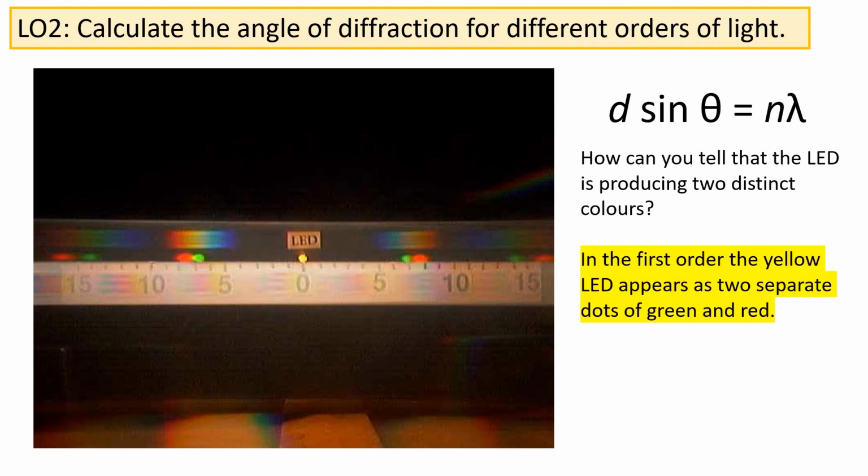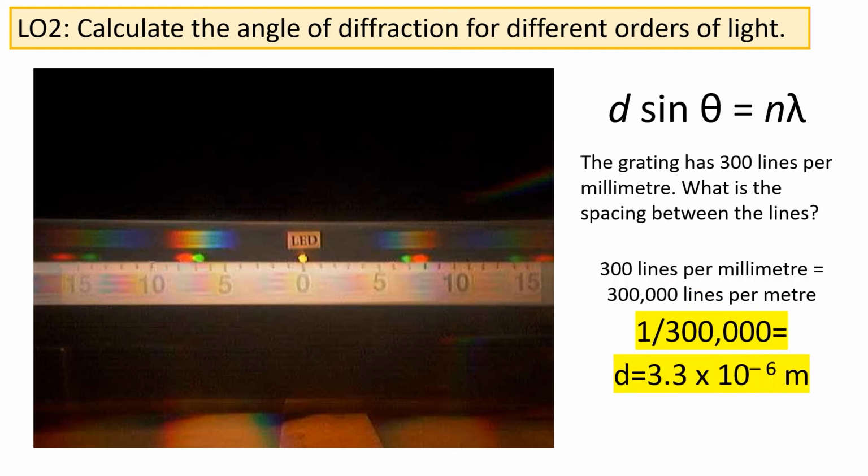The first question asks, how can we tell that the LED is producing two distinct colours of light? Well, the answer to that is very simple. In the 0th order, we can see that the LED is just yellow. However, in the first order, when we split that yellow up into its component spectrum, we can see two colours, a red and a green dot.